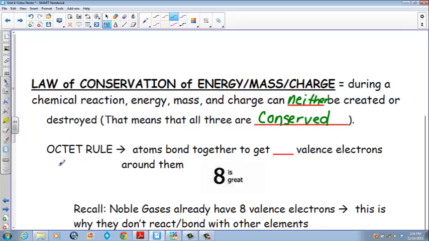The octet rule states that atoms bond together to get 8 valence electrons around them. Again, there are exceptions: hydrogen and helium. They can't form a stable octet because they don't hold 8 electrons. They will only hold a maximum of 2. So hydrogen and helium need 2 valence electrons to be stable. Recall, noble gases already have 8, so this is why they don't react or bond with other elements.